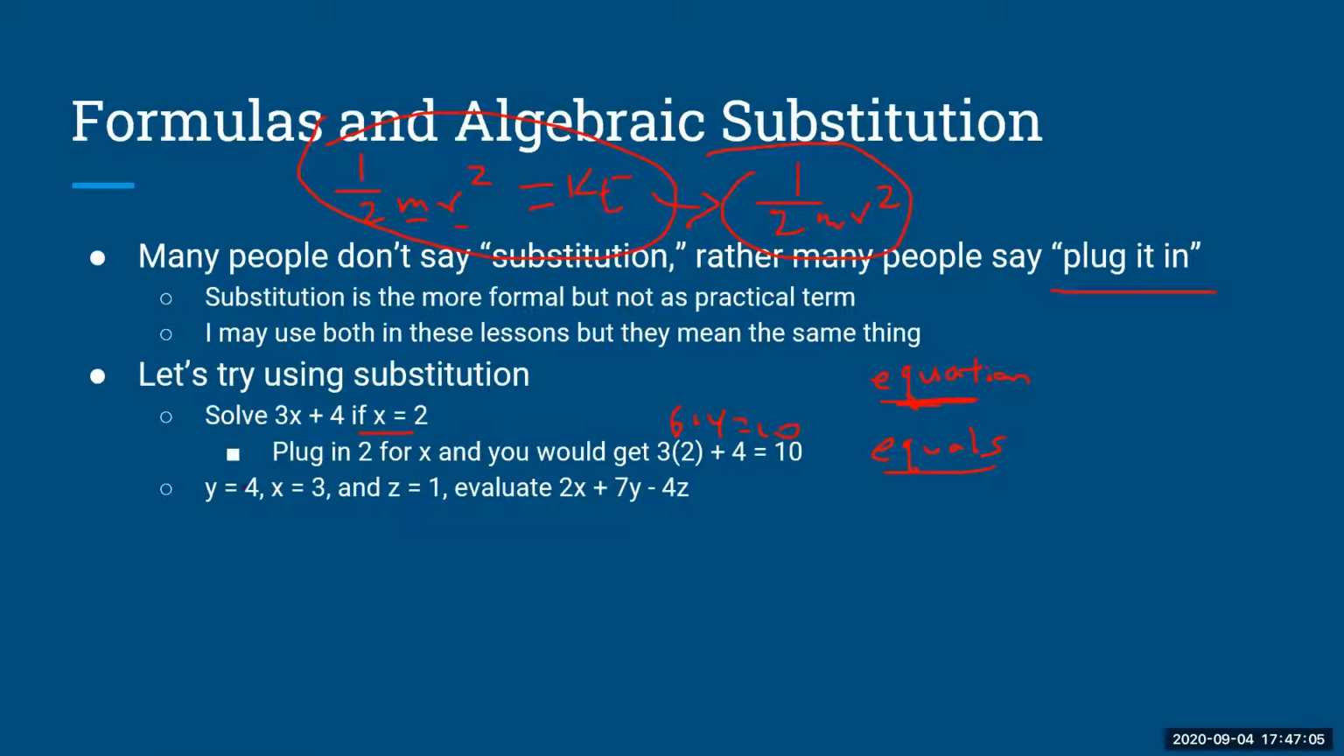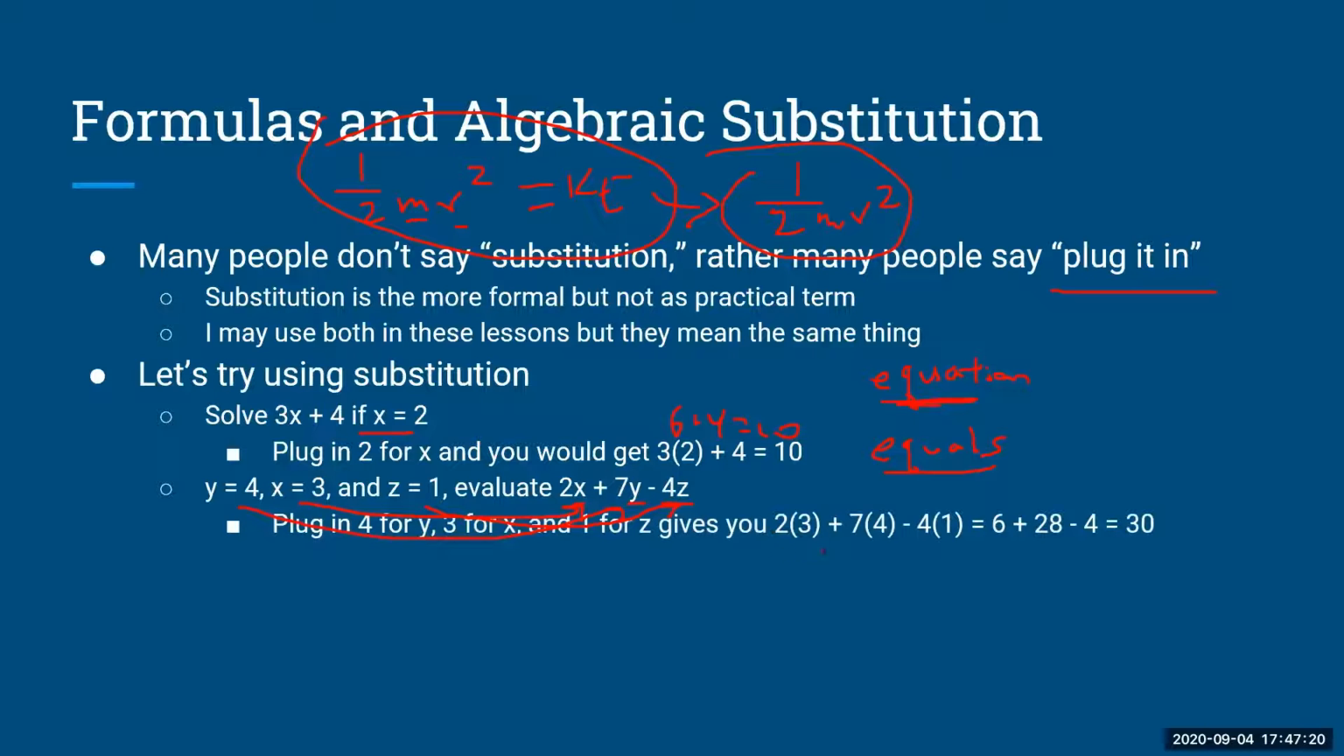It's the same thing here. y equals 4, x equals 3, and z equals 1. So you know the three variables. You can do this for multiple variables and you just plug it all in. So x goes to 3, z goes to 1, and 4 goes to y. So it'd be 2 times 3 plus 7 times 4 minus 4 times 1, which is 6 plus 28 minus 4, which is 30.